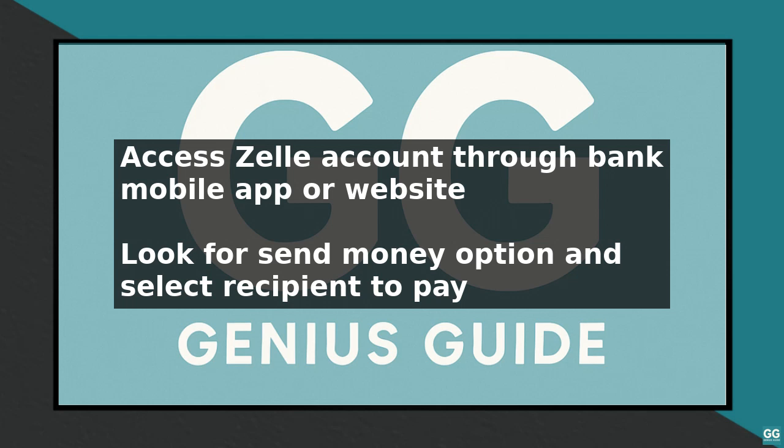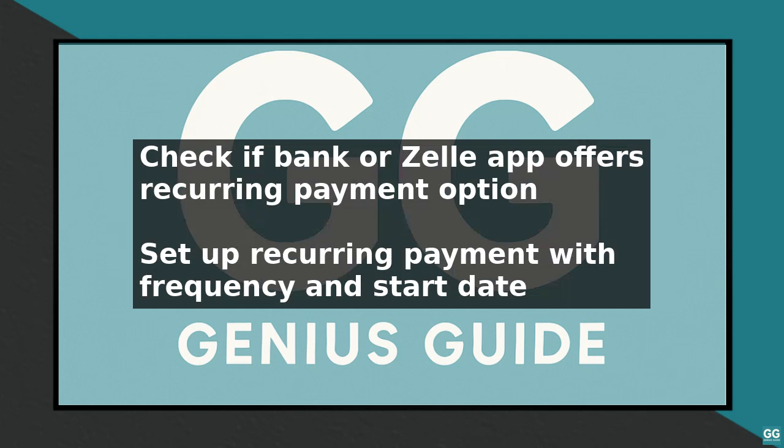Next, check if your bank or the Zelle app offers the option to schedule recurring payments. Not all banks offer this feature, so you may need to check with your bank to see if it is available. If it is, you will typically see an option to set up a recurring payment when you are sending money.